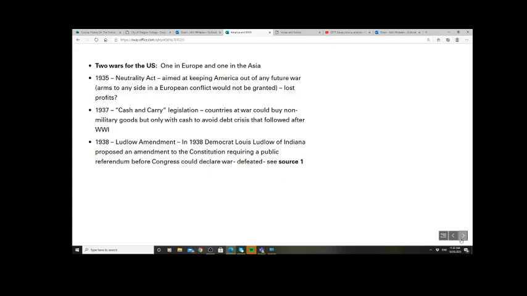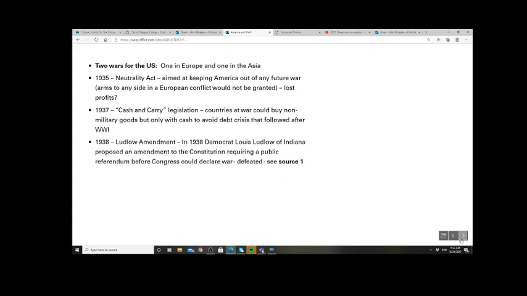Again, just to get a feeling of the anti-interventionist feelings that existed within the US at this point, in 1938, Louis Ludlow, one of the prominent isolationists in Indiana, puts forward a proposal to the American Congress, where he argues that there should be an amendment to the Constitution that if America wants to declare war, the public have to give it its backing through a referendum. Now, this is actually not that far from being successful, right?